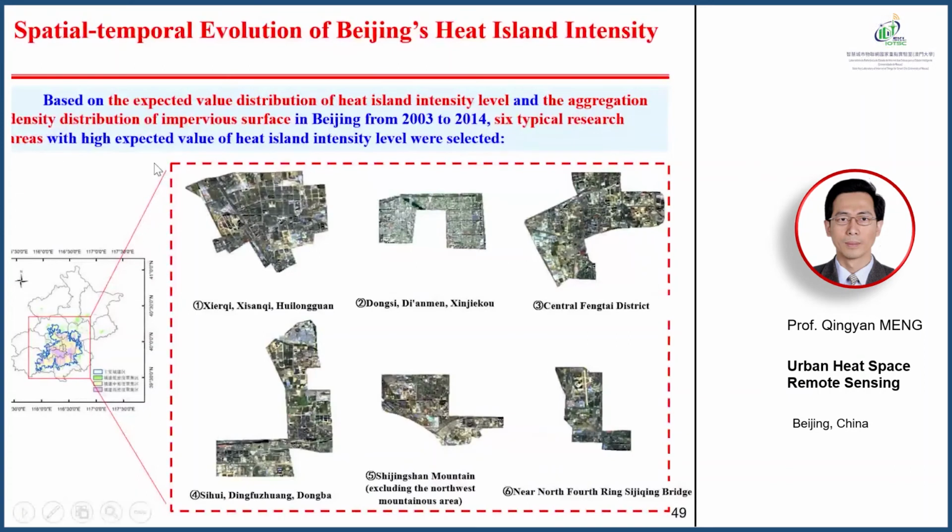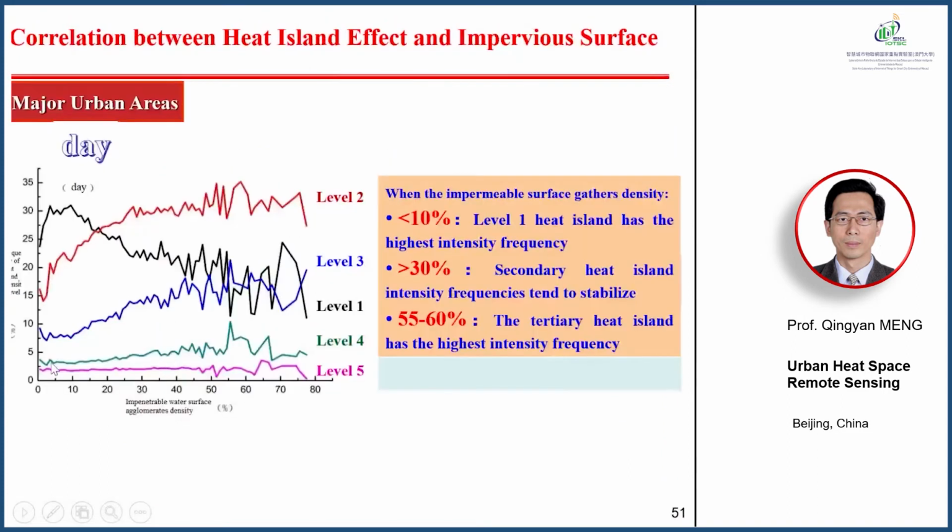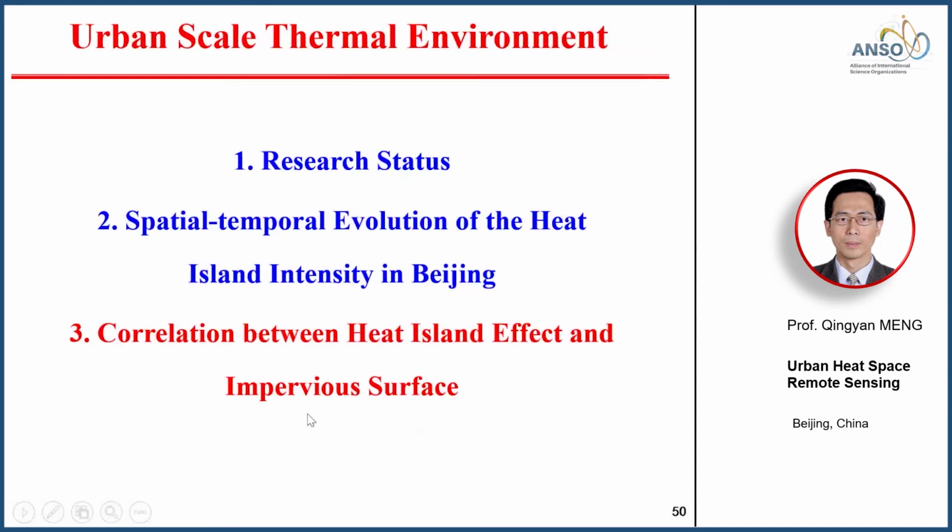Then, based on the E, the expected value distribution of the urban heat island intensity level and the aggregation density distribution of the impervious surface, we chose six typical research areas with a high expected value of the heat island intensity level. For example, this is the central Fengtai district and the Dongba and the six area. And then we study the correlation between the urban heat island effect and the impervious surface.